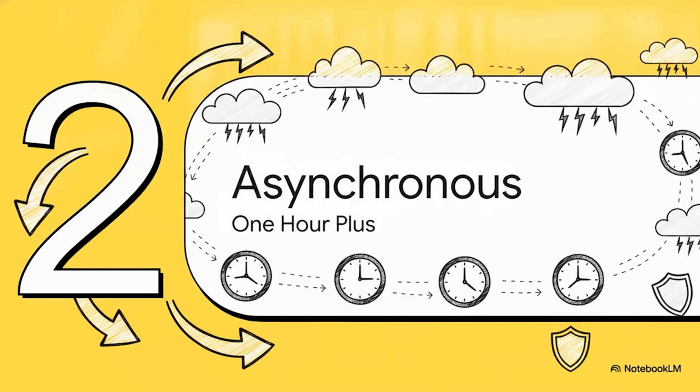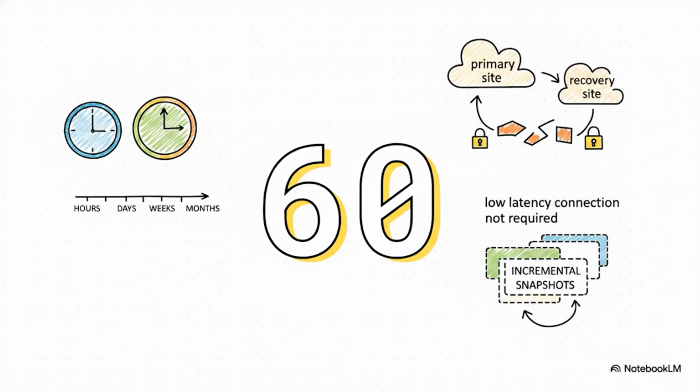Moving on to Section 2, Asynchronous, 1 hour plus. Starting at the top with the most lenient tier, asynchronous replication schedules require an RPO of 60 minutes or greater. Under the hood, this relies on your traditional incremental snapshots. You can set these to run in hours, days, weeks, or even months, depending entirely on what the workload actually needs. Because there's a relatively large gap between these replications, this tier is incredibly flexible. And the best part? It absolutely does not demand an ultra-low latency connection between your sites.